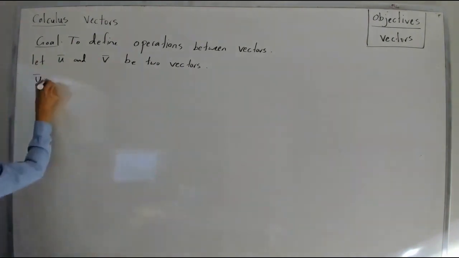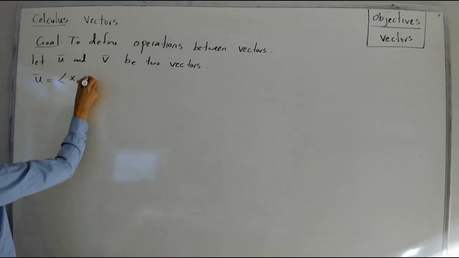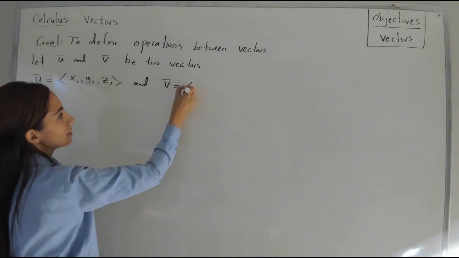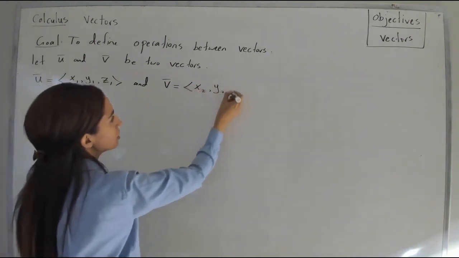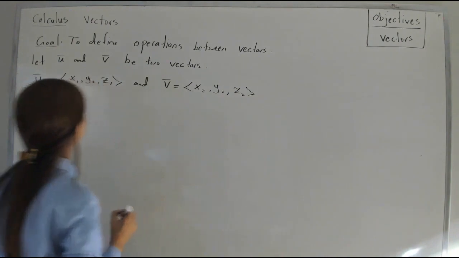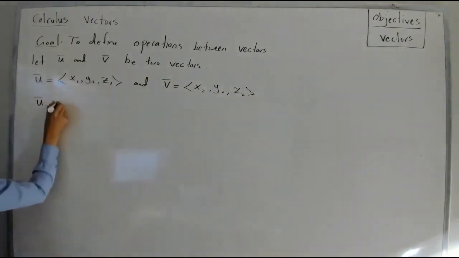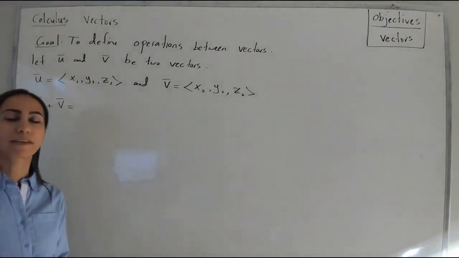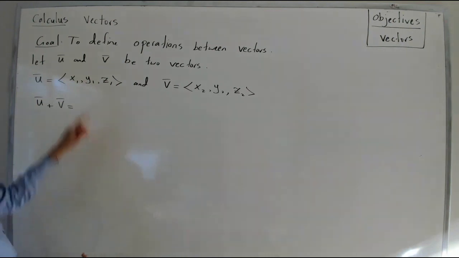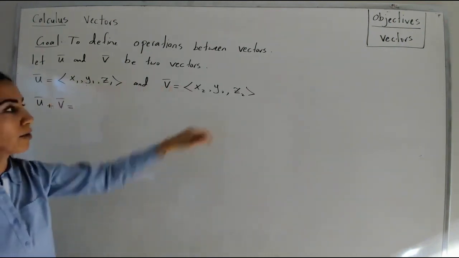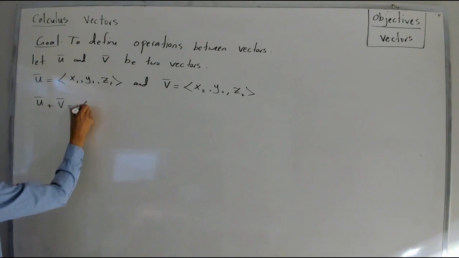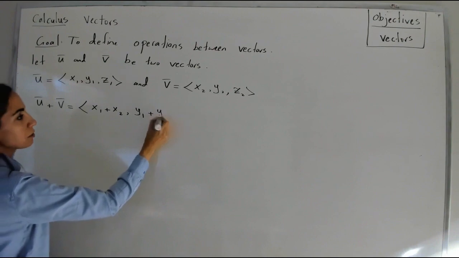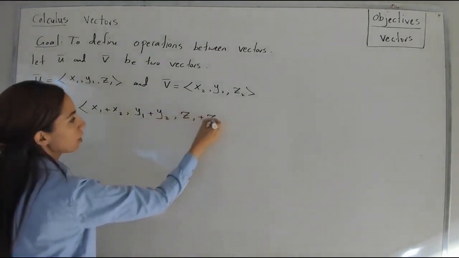So suppose u is defined as x1, y1, z1, and v with its components x sub 2, y sub 2, and z sub 2. So u plus v is defined as a new vector. Well, the components of this new vector is the addition of the components of u and v. So it's defined as x1 plus x2, y1 plus y2, z1 plus z2.